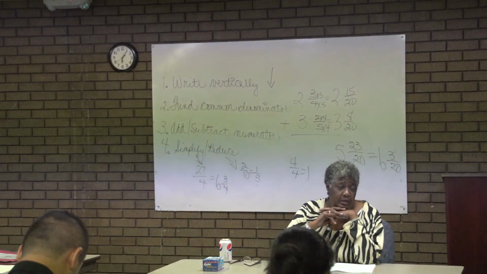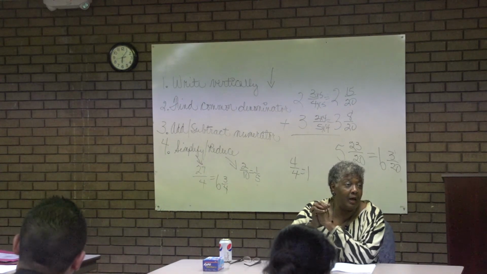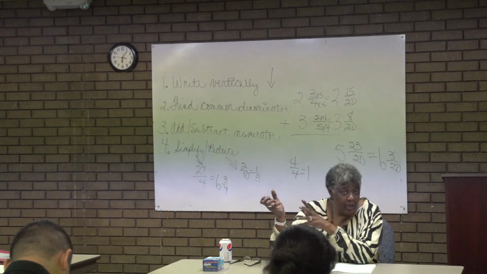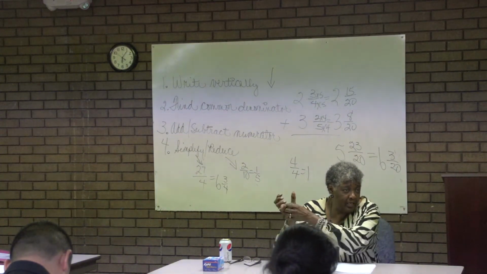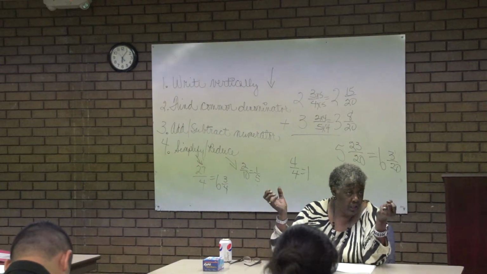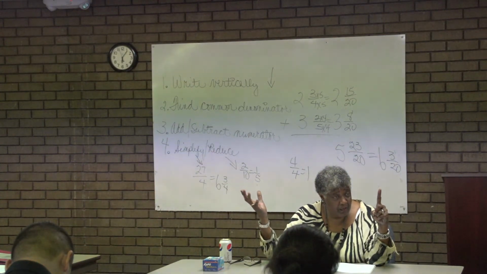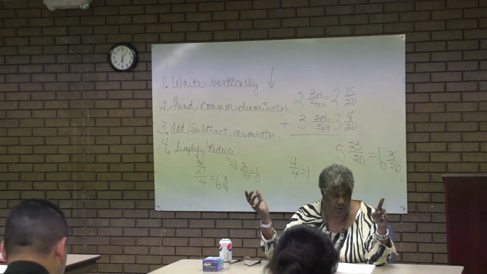17 12ths? Yeah. What that has to say to you is that it takes 12 of them to make $1. You got 17 of them. I'm gonna take 12 of them out. How many times can I take 12 out of 17? One time. You can make $1. And then you're still gonna have 5 of them left. Those are still 5 12ths. That's what you have to understand.